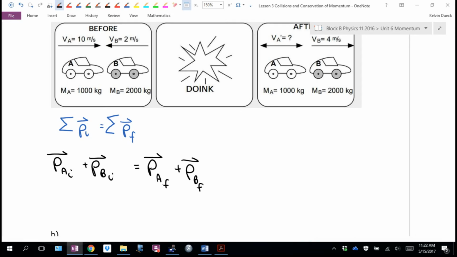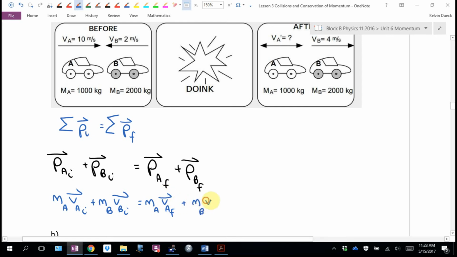Alec, momentum is what times what? Mass times velocity. So I'm going to go like this: mA vA initial plus mB vB initial, wham, they collide, equals mA vA final plus mB vB final. I just took mass times velocity and ran it all the way through for each of those momentums, and I made sure I had final, final, initial, initial, and A and B.